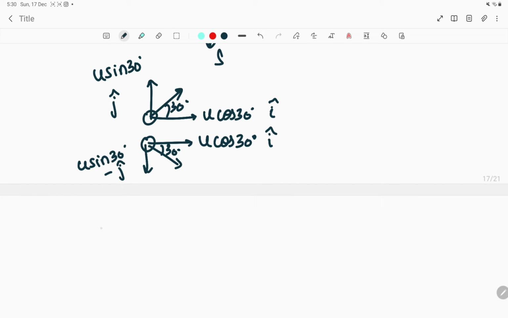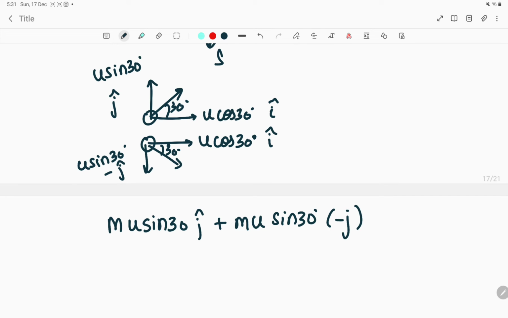The total momentum before the collision will be m u sin 30 into j cap plus m u sin 30 into minus j cap. Clearly you can see this is going to add up to 0, which means the total momentum along the y direction is going to be 0. The particle stops moving along the y direction after the collision.